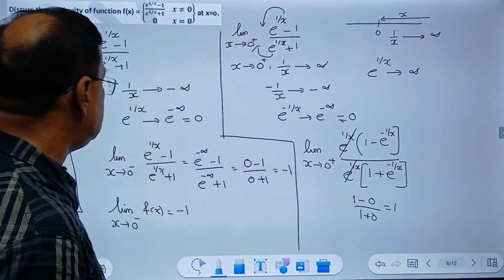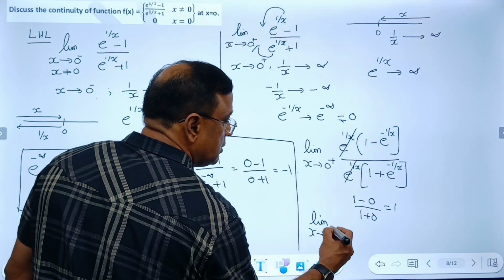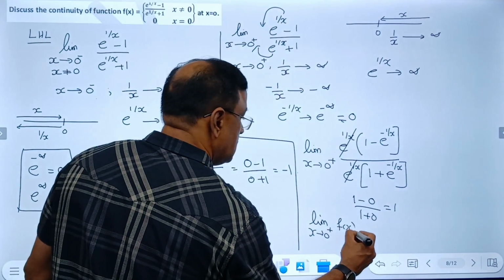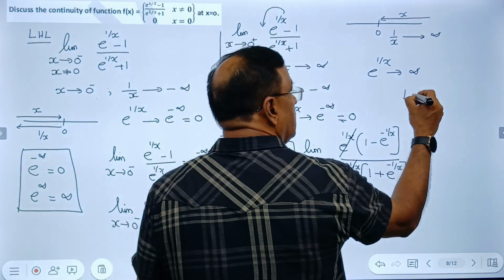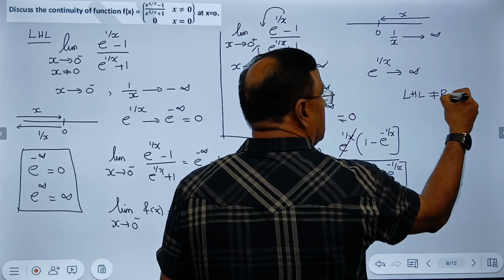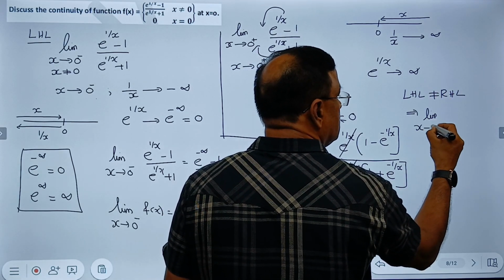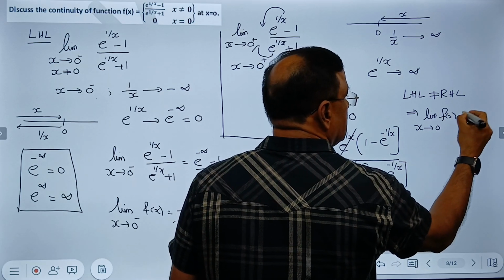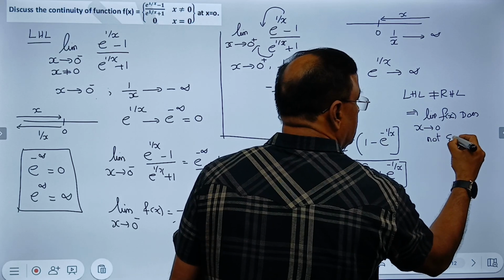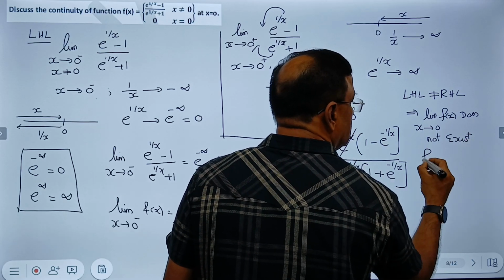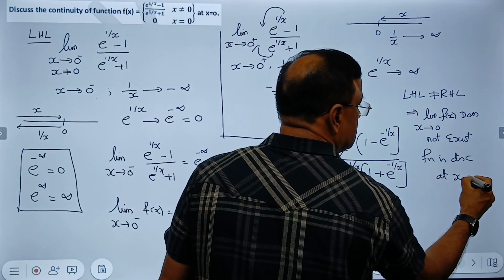Now clearly you can see your right hand limit is 1. What do you say about the left hand limit and right hand limit? They are not equal. LHL not equal to RHL. This implies limit x approaches 0 of f of x does not exist. If it does not exist, what do you know? The function is discontinuous at x is equal to 0.